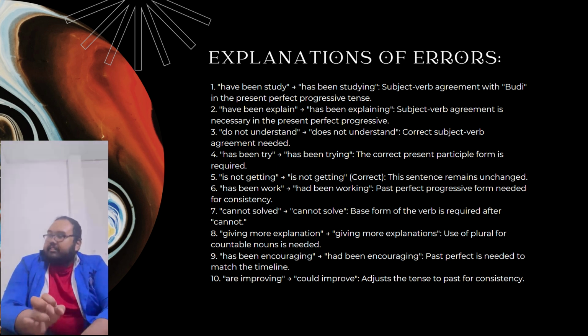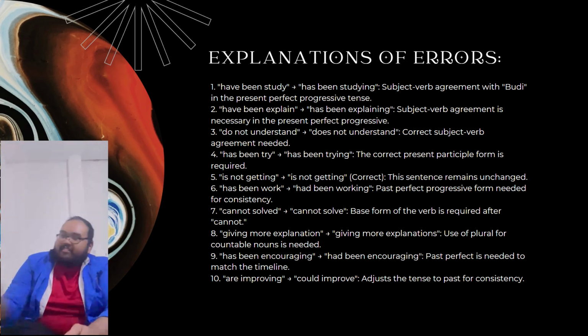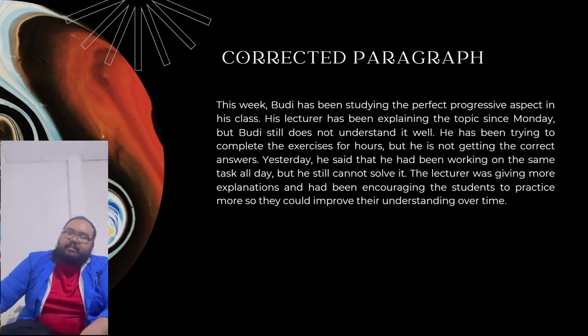Now, number 9, "has been encouraging," turn into "had been encouraging." Past perfect is needed to match the timeline. Number 10, "are improving," turn into "could improve." Adjust the tense to the past for consistency. Now this is for the correct paragraph here.